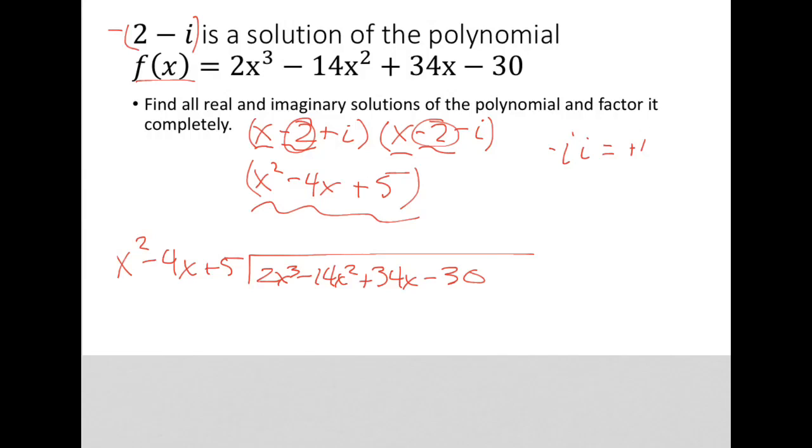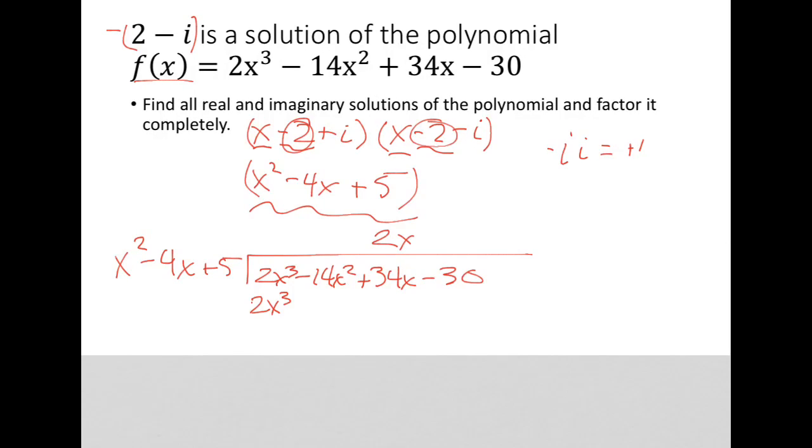So ask yourself, how many times does x squared go into x cubed? Well, it's going to need one factor of x to get from x squared to x cubed, and it's going to need a 2. So that tells me that I'm going to multiply it by 2x. And 2x times x squared is 2x cubed. 2x times negative 4x is negative 8x squared. 2x times 5 is 10x. And now I need to subtract that entire expression there. So I'm going to change the sign of each of those terms.